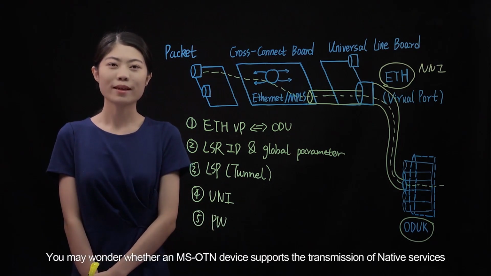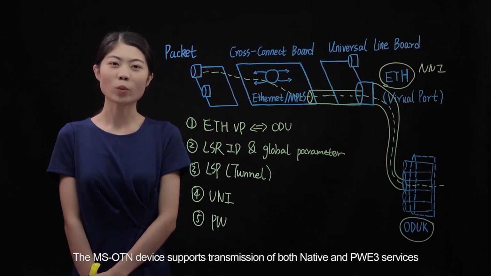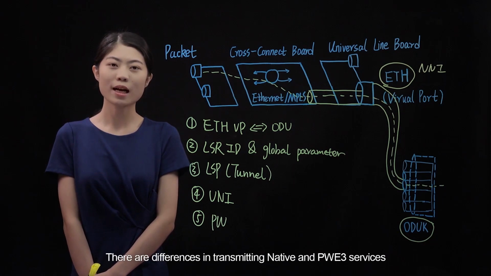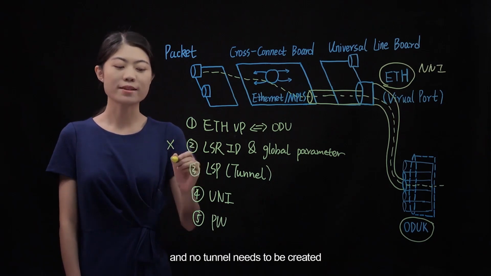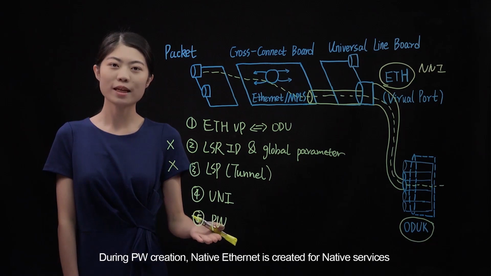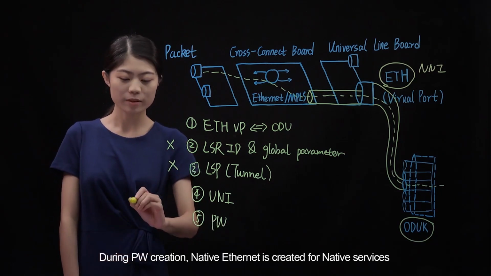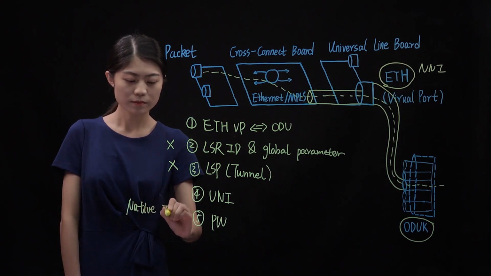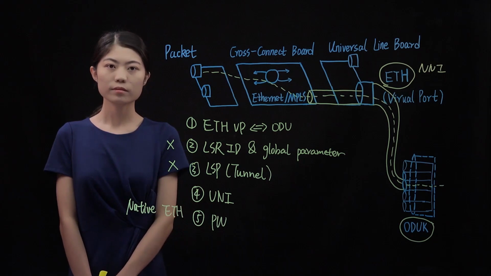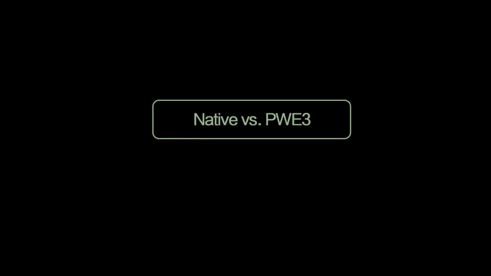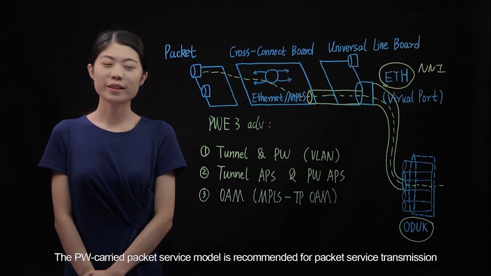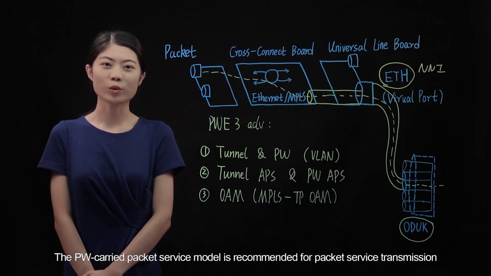You may wonder whether an MSOTN device supports the transmission of native services. The MSOTN device supports transmission of both native and PWE3 services. There are differences in transmitting native and PWE3 services. For native services, the MPLS function is not required, and no tunnel needs to be created. During PW creation, native Ethernet is created for native services. The PW carried packet service model is recommended for packet service transmission.